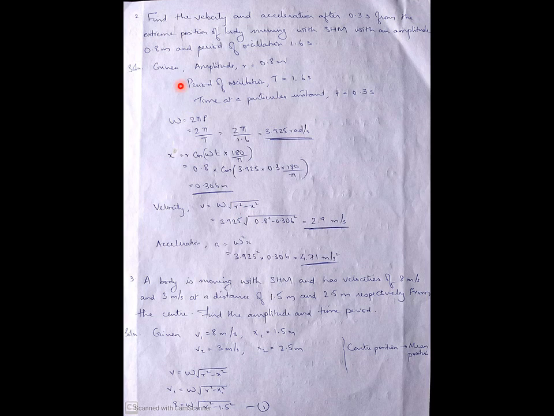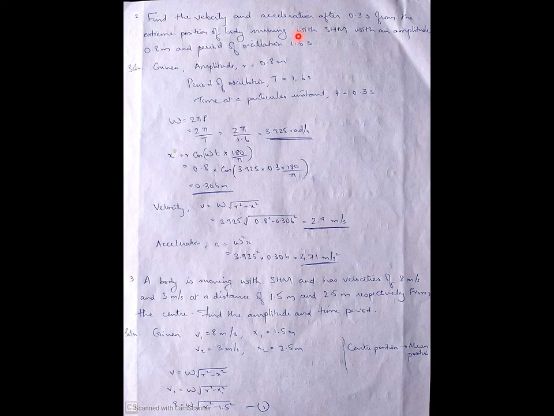Okay, next problem. Find the velocity and acceleration after 0.3 seconds from the extreme position of a body moving with simple harmonic motion with an amplitude 0.8 meter and period of oscillation 1.6 seconds. It is just similar to the previous problem itself. What all things are given? Amplitude is 0.8 meter, period of oscillation capital T is 1.6 seconds. Now time at a particular instant is 0.3 seconds, that is small t equal to 0.3 seconds.